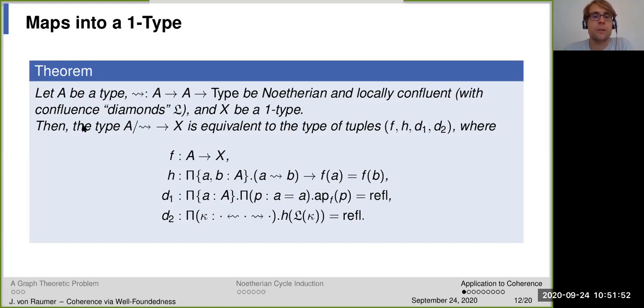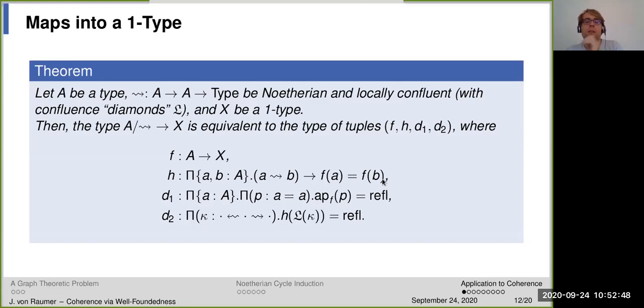And then we can use the induction lemma to find a characterization of elements in the function space from the quotient of A by the squiggle relation to X. We can say that this type of functions is equivalent to the type of tuples F, H, D1, D2, where the type signatures of those components of the tuples are the following. F is a function from A to X, and H basically just says that F is weakly constant on the relation. So we have A reduces to B, and then we want F of A to be equal to F of B.